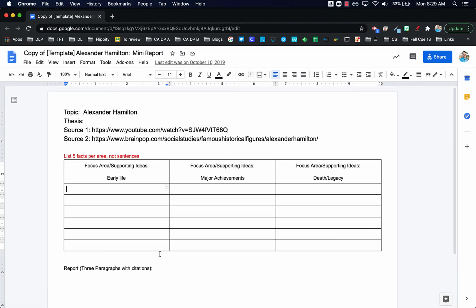So hopefully you see this mini report idea as something that you can implement in your class to help build writing capacity.